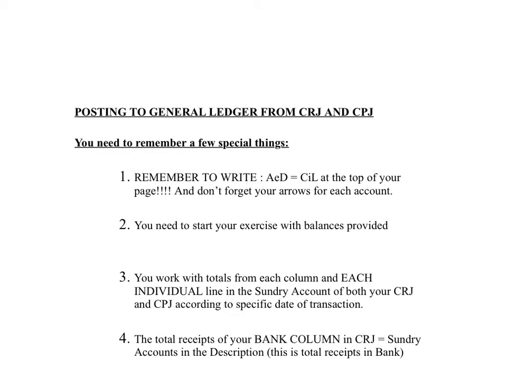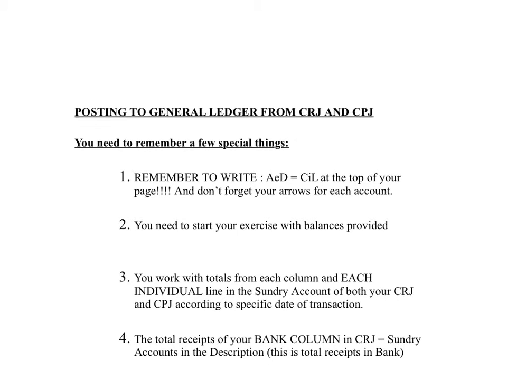But for the moment, we're just worried about you passing the structure test, and therefore I'm going to explain a little bit more about posting to the general ledger from your CRJ and CPJ. Now, the first thing that you need to remember is that you need to write AED and CIL at the top of your page. Also, don't forget to put your arrows next to each account.